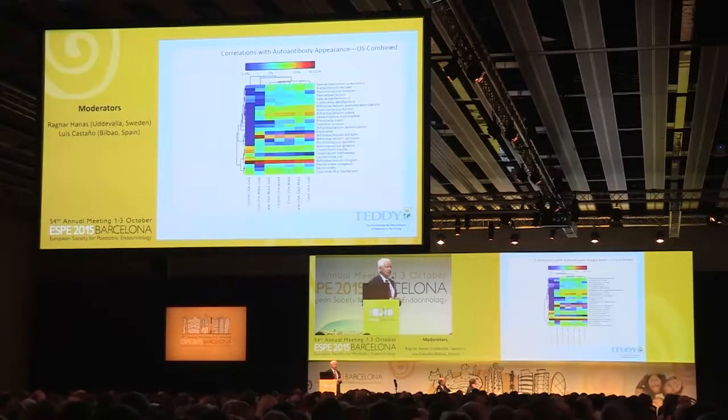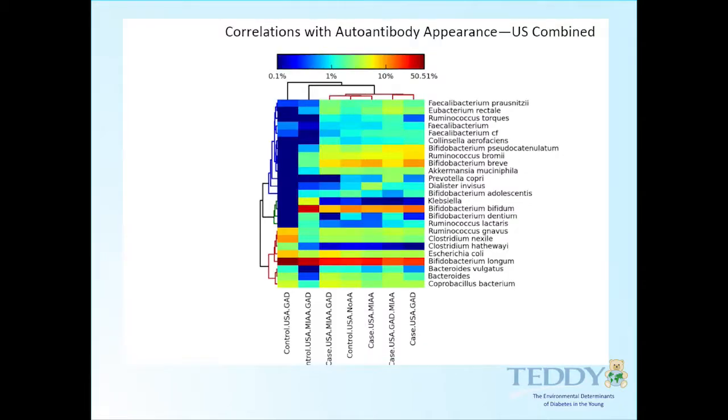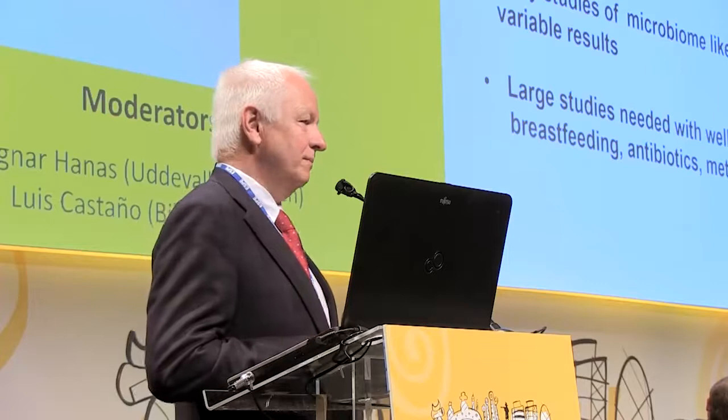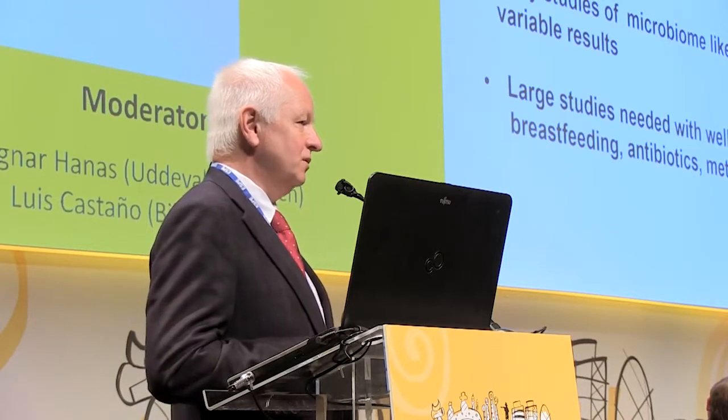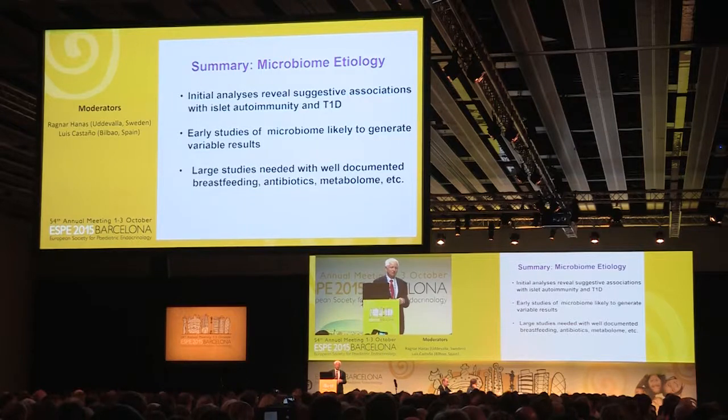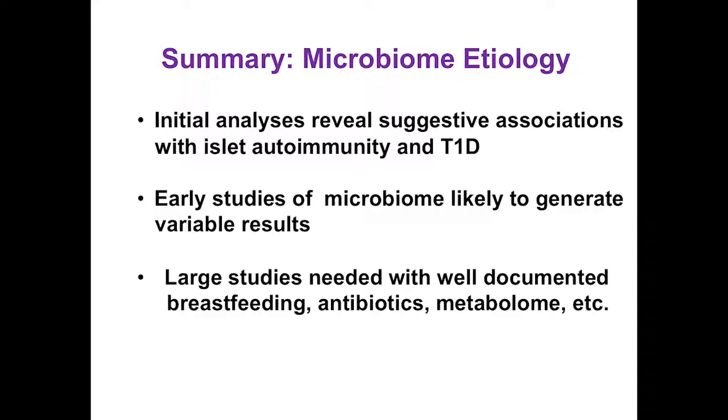And clearly, when you look at the heat map, there are some differences in each of the 4 populations included in TEDDY in terms of associations between specific subtypes of bacteria and development of islet autoantibodies. So it's early. I wouldn't bet on any of the early studies. Even TEDDY may be wrong the first time, so we need confirmation. And we also need to include in those analyses all of the metadata like breastfeeding, introduction of different foods, and of course, courses of antibiotics.